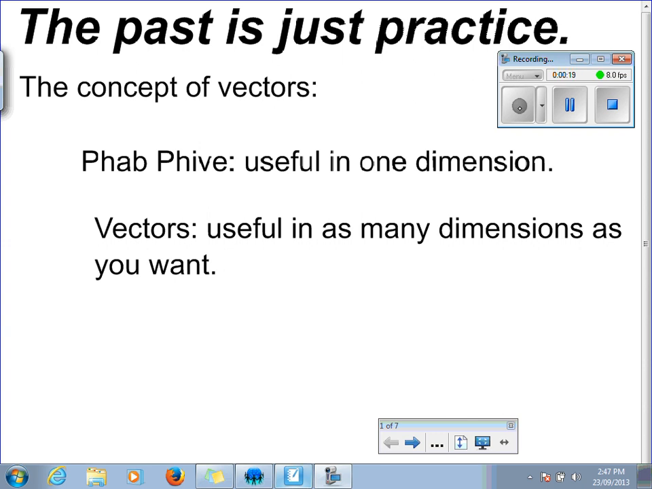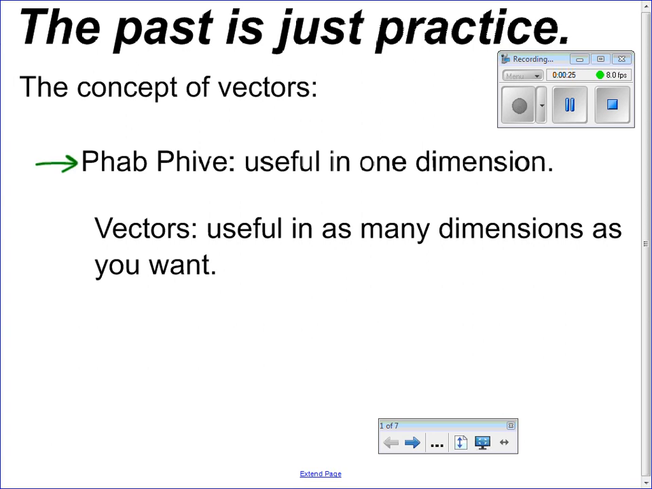Before I get into that though, quick point, the idea behind vectors. We already learned about the Fab Five, the five kinematics equations. They work when we're dealing with one dimension. And in one dimension, you deal with direction by calling it positive or negative, opposite directions. Vectors let us work in any number of dimensions. We can work in 3 dimensions, we can work in 12, it doesn't matter, as long as we know how to deal with the vectors.